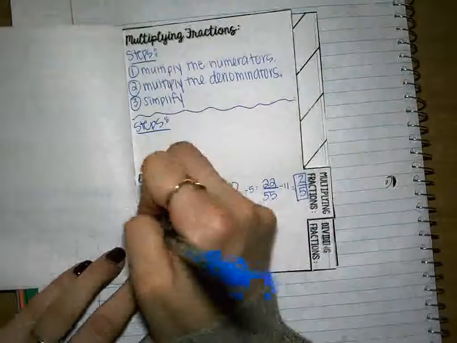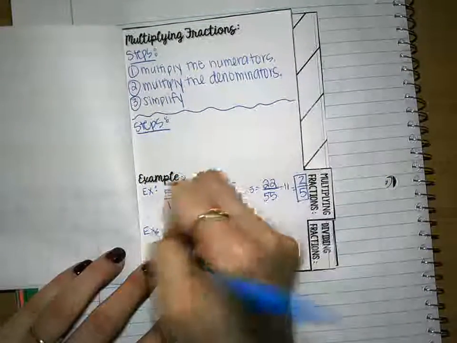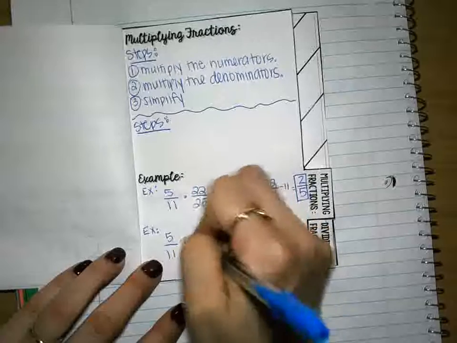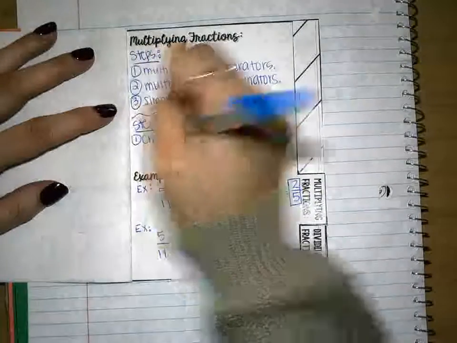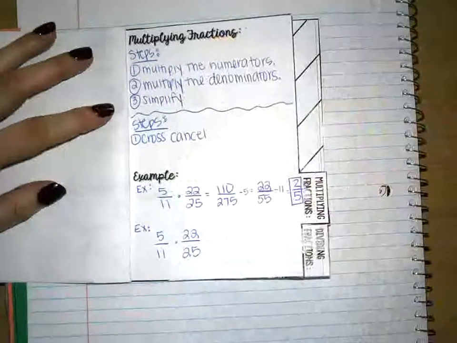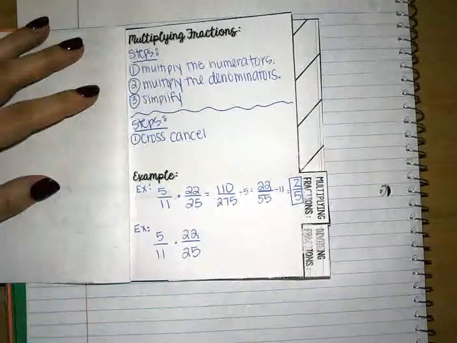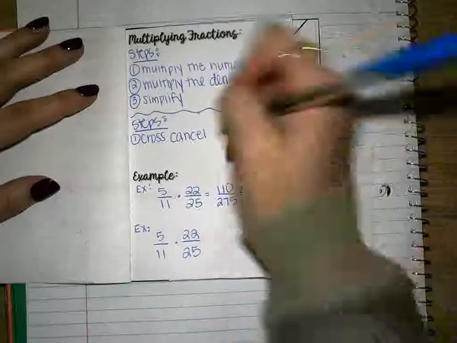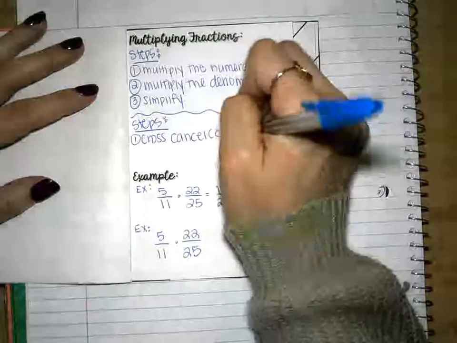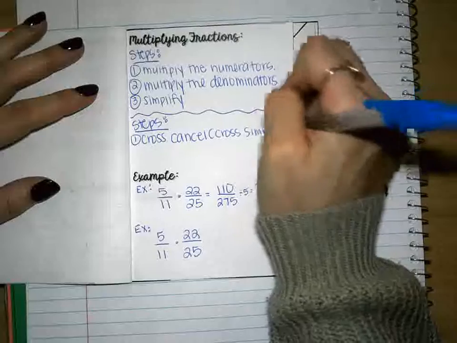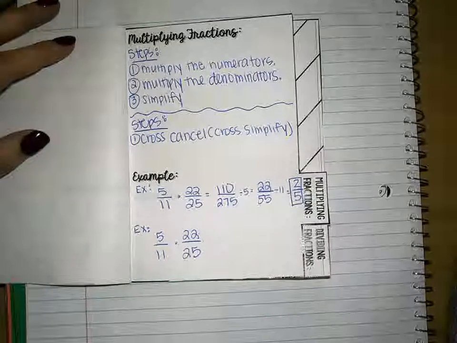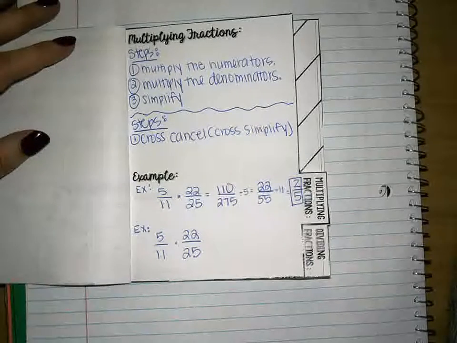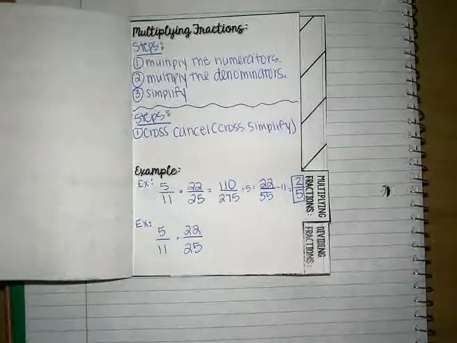Okay? So if we do the exact same example, 5/11 times 22/25, your first step is to cross cancel, which means cross simplify. Meaning we are going to simplify before we even multiply. Okay, so here's what that means.